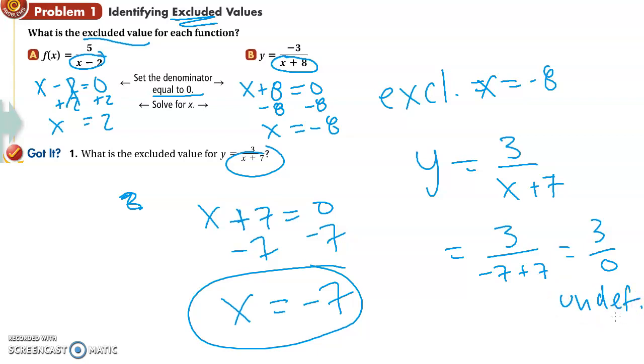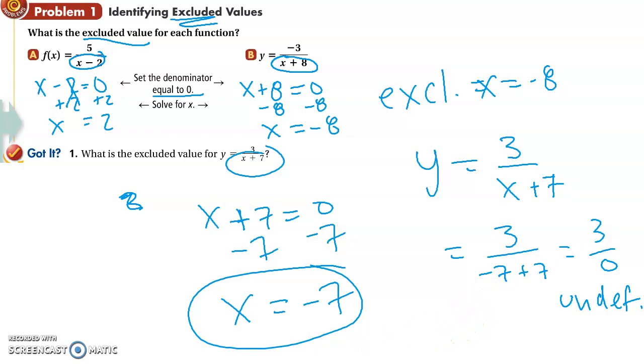This is undefined. Now, why? We're not allowed to divide by 0. That's a no-no. That is illegal in the realms of math. So why did we even do this to begin with? What we're going to figure out is when we graph this, because our denominator is not allowed to equal 0, there is no point on the graph at x equals negative 7. There's nothing there.